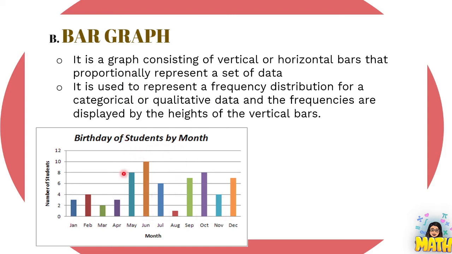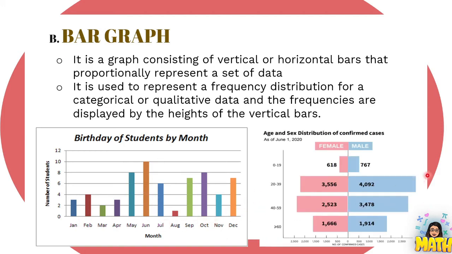Ang categories natin ay per month, January to December, at yung frequency, instead of table, gumamit tayo ng graph, at itong y-axis natin, yung nagpapakita ng frequency or kung ilan nga ba yung students na may birthday in that specific month. For example, January, we have 3, Feb, 4, March, 2, and then June, ayun ang pinakamarami, we have 10, and ang pinakakonti naman is August. As you can see, itong mga vertical bars ay hiwa-hiwalay dahil nga magkakaiba naman ito ng category or month.